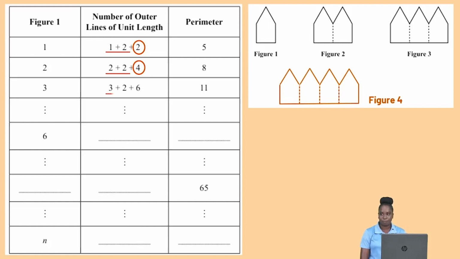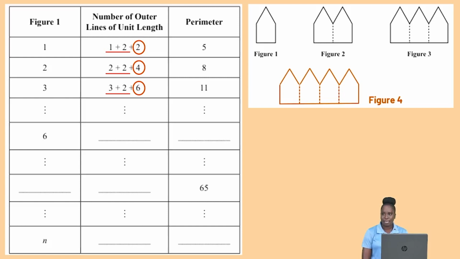Let's look at the third one. 3 plus 2 plus 6. So from assessing this pattern, I think it's fair to say that, okay, the middle digit is consistent. The first digit is the pattern, or the figure number. And then the third digit would come about if I multiply the first 2 digits. So 1 times 2 gives me 2, 2 times 2 gives me 4, and 3 times 2 gives me 6. And so I think from that, we should be able to fill in the first blank for figure 6.